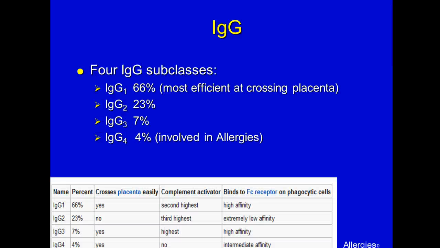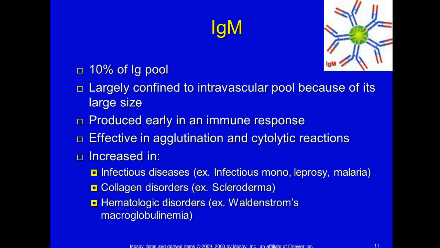We also have 4 subclasses, IgG1 through 4. IgG1 is more efficient at crossing the placenta. IgG4 is involved in allergies. I'm not looking at you guys being really very familiar with these. Just know there are other subtypes.